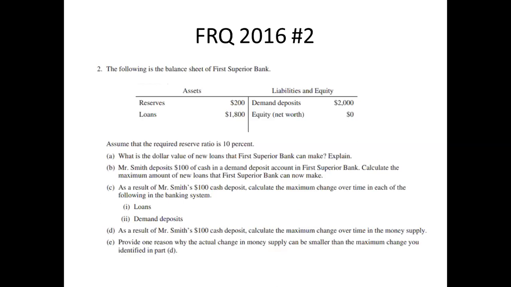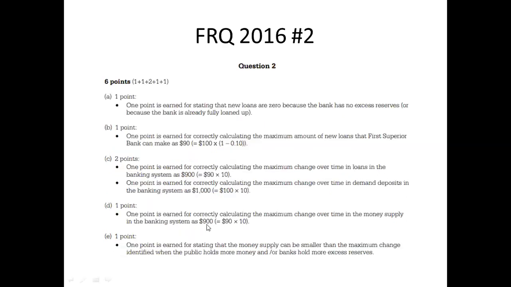As a result of Mr. Smith's $100 cash deposit, calculate the maximum change over time in the money supply. Answer there is 900. It's going to be the same as the new amount of loans, because loaning out money is how you create new money. So if you loan out an extra $900, you've created an extra $900.